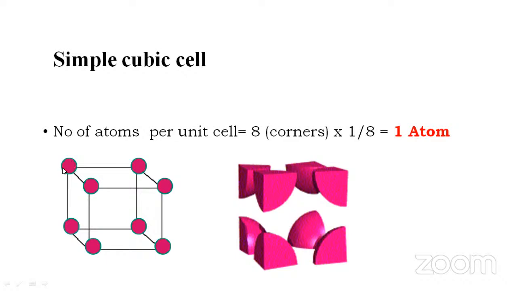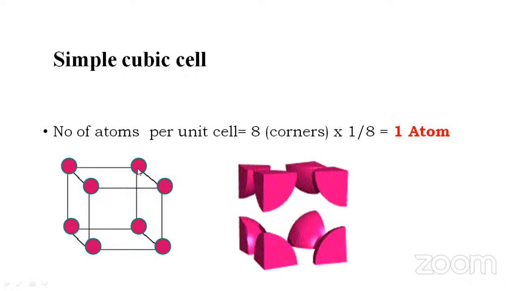If I cut this atom into 8 parts, only one part is here, and the remaining 7 by 8 parts are linked with the other unit cells in the crystal lattice system. Understood? So its contribution is only 1 by 8th part. I hope you all understood. Only 1 by 8th part is linked with this unit cell. The remaining 7 by 8 parts are linked with the other unit cells in the crystal lattice. So the contribution of this particle in this unit cell is 1 by 8.